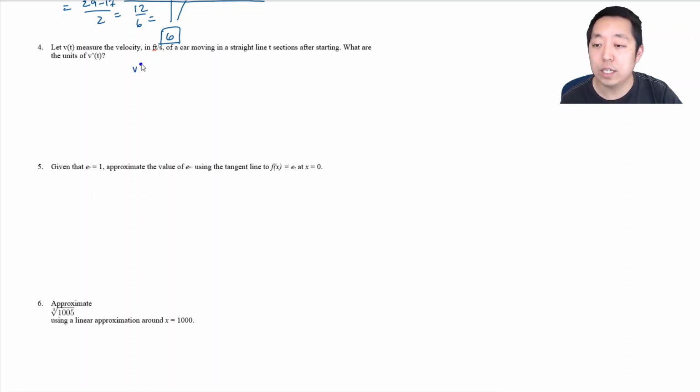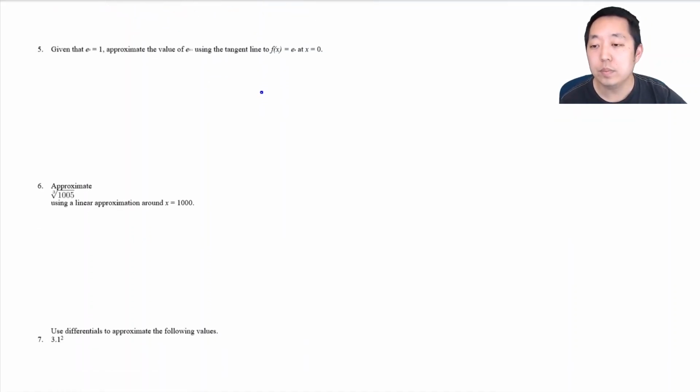So v of t is feet per second. V prime is going to be the derivative, so it's really dv/dt. It's the change in velocity over the change in time. That's how we're going to think about this notation as differentials. It's the change in velocity over change in time. Change in velocity is feet per second. Change in time is second. So the units of this would be feet per second squared.